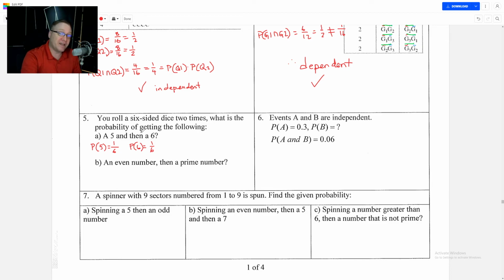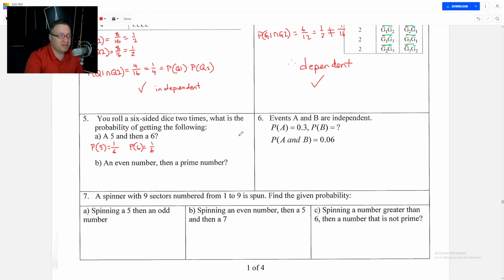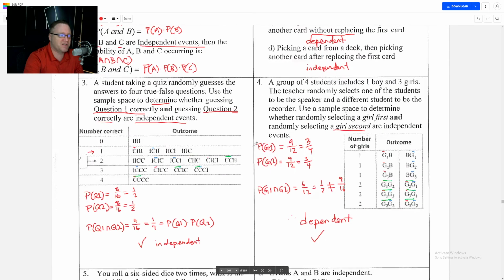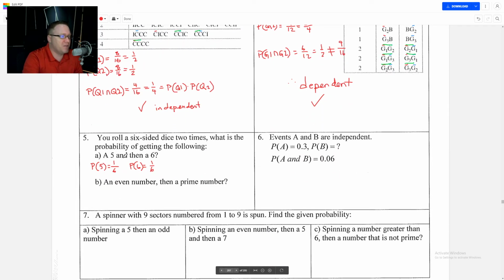So, is rolling a dice 2 times independent? Yes, we already said that. Rolling a dice twice is independent, right? So that means the probability of getting a 5 and a 6 is going to be 1/6 times 1/6. It's going to be this one times this one, which is 1 over 36. So the probability of getting a 5 and then getting a 6 is 1 over 36.